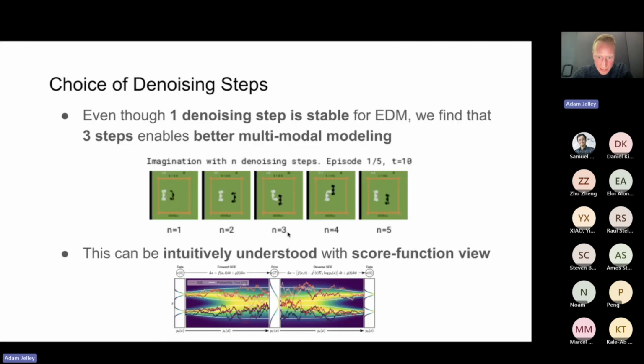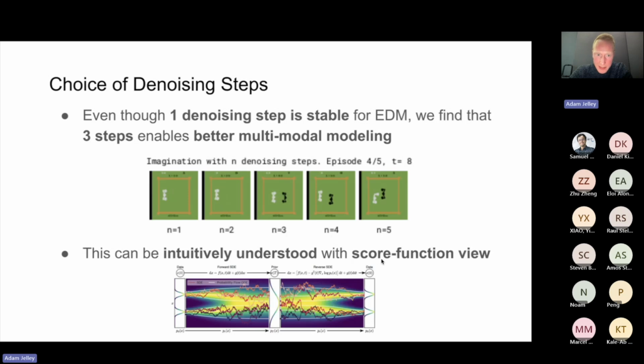2 steps. This can be intuitively understood with the score function view that we took before, in that if we sample from our Gaussian at inference time and we take a single denoising step, we might end up interpolating between different modes by going straight to the data distribution. Whereas with increased numbers of denoising steps, we can afford to take a curved path as we follow the reverse SDE and are more likely to end up at a particular mode of the data distribution.